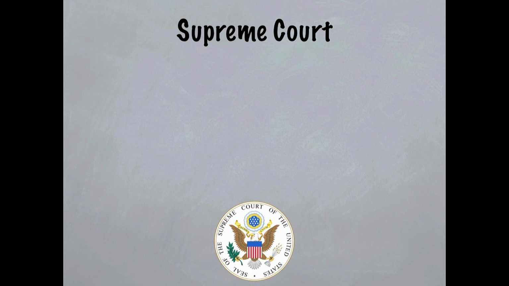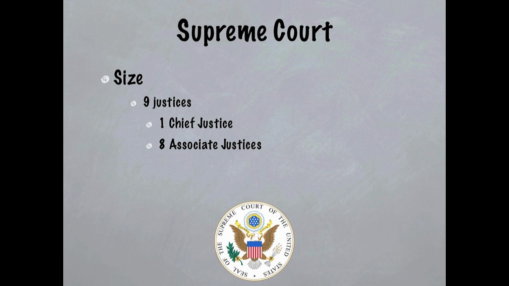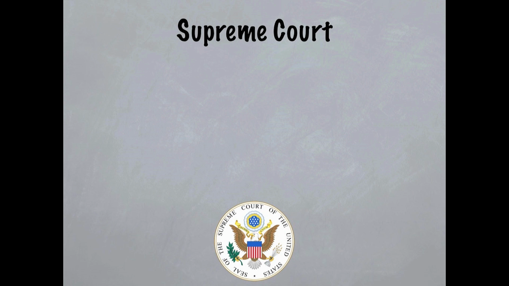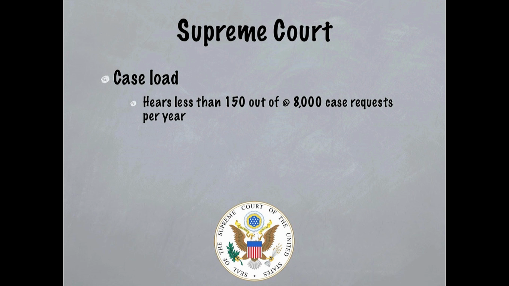The Supreme Court is the highest court. Its size grew from 6 to 10 justices, but has had 9 justices since 1869. There is one leader called the Chief Justice, and there are 8 associate justices. The Supreme Court hears less than 150 cases per year, although it gets about 8,000 requests.